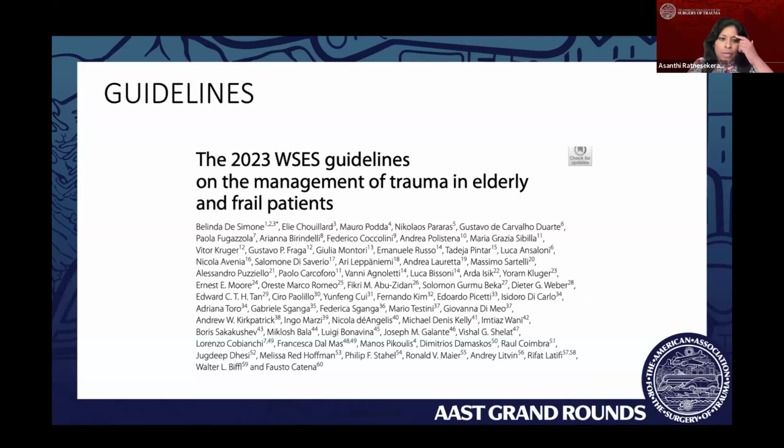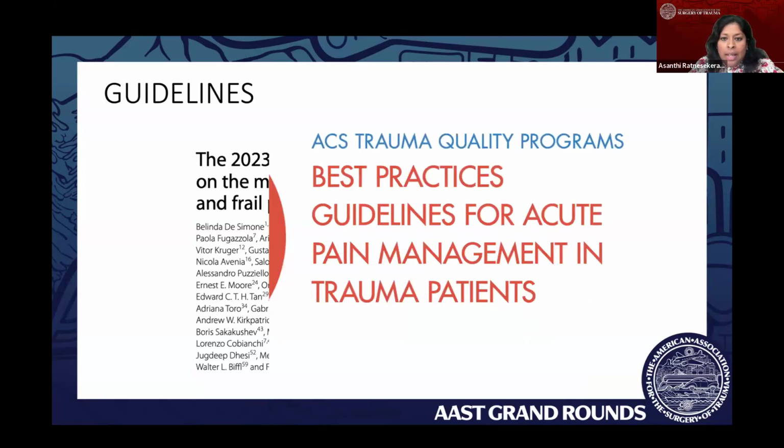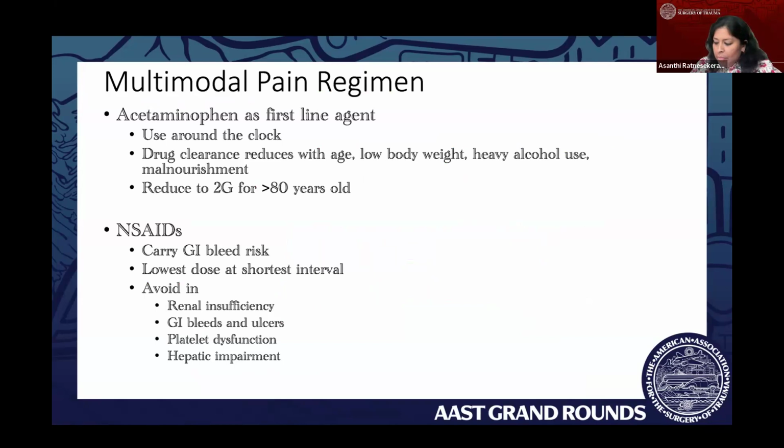So there's two guidelines that are important, I think. The World Society of Emergency Surgery and the ACS TQIP best practices guidelines. Both of these guidelines kind of shape what we should do, especially with older adult frail patients. And here's a summary. Using a multimodal pain regimen, which has been emphasized by my previous colleagues who spoke today. So acetaminophen as a first-line agent, we're using that around the clock.